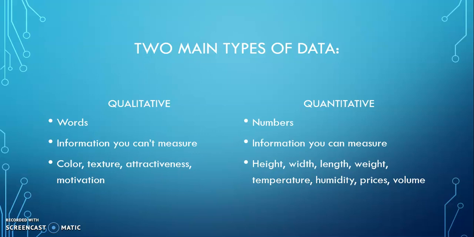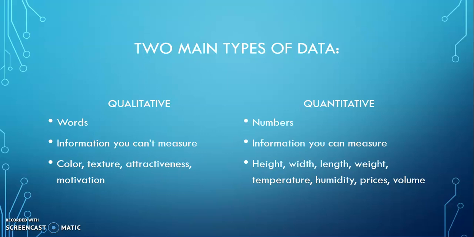So what color is something? What texture is it? Is it smooth? Is it rough? Is it in between? How attractive something is. It's very attractive. It's not attractive at all. There's a scale, right? Or levels of motivation, right? We might assign a number to that level, like, I'm 1 out of 10 motivated to listen to this podcast, or I'm 10 out of 10 motivated to listen to it, right? But that's still not necessarily something you're measuring with numbers. You're just assigning a number to it.